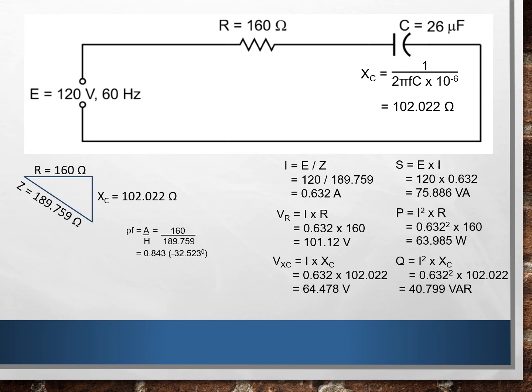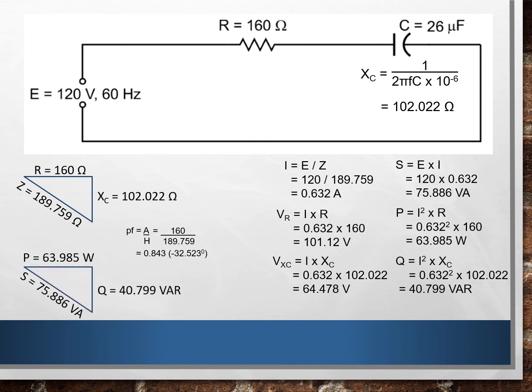My power is going to be I squared times R. Once again, since I is my constant, I want to use that as many times as I can. And that should give me 63.985 watts. And my Q being I squared times my XC gives me a total of 40.799 var. Keeping in mind that all these things should equate to each other when we look at them in the triangles.